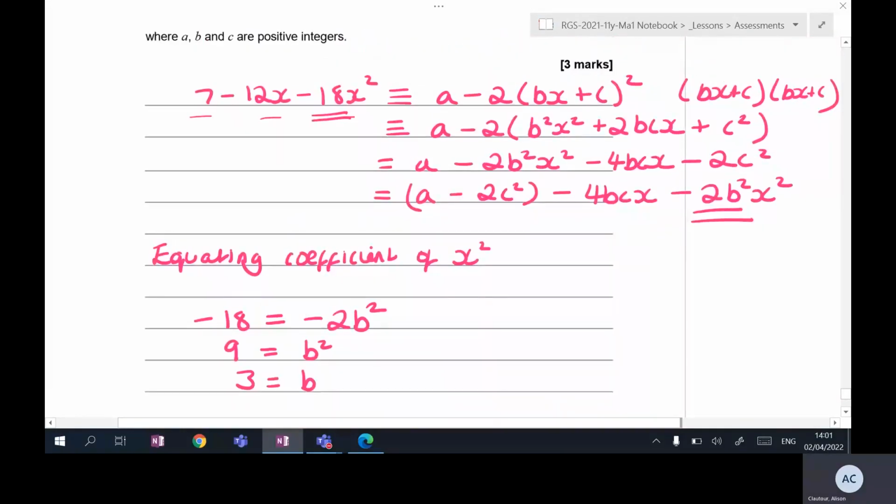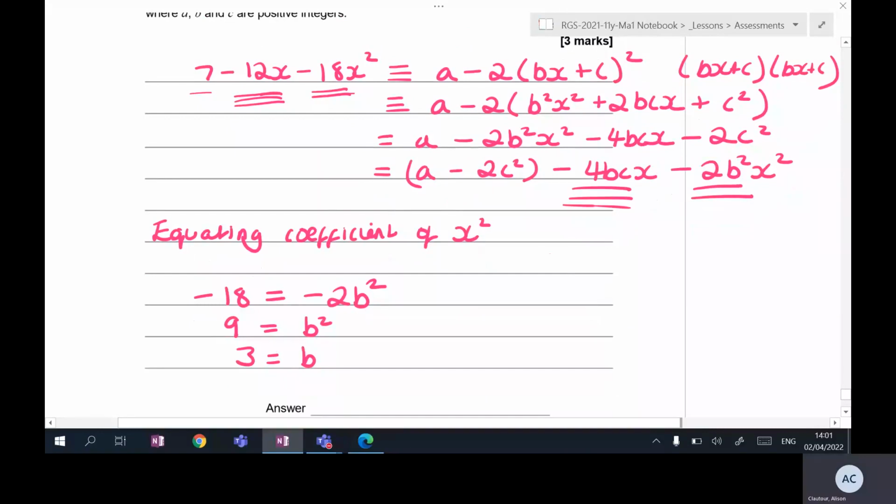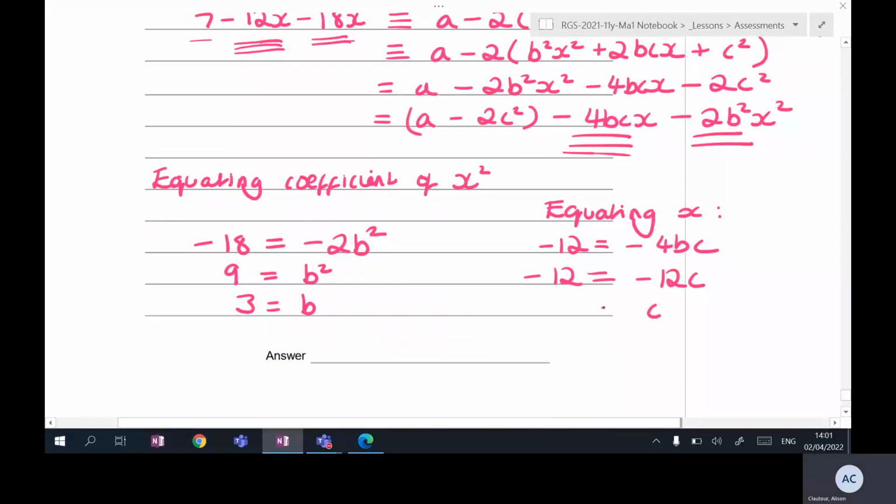If we do the same thing with the x term now, I have 3 lines for this one, so I'll do this over here. If we equate the coefficient of x, we've got on this side negative 12. And here with 3 lines, we've got negative 4bc. But I just worked out that b was 3, so I can substitute that in to get minus 12c. So therefore c has got to equal 1.